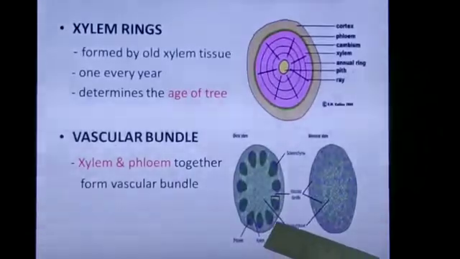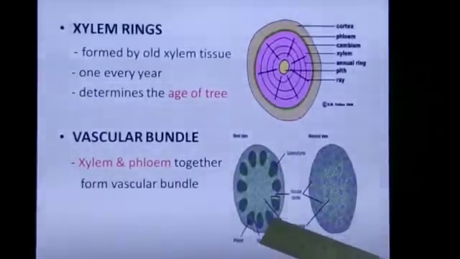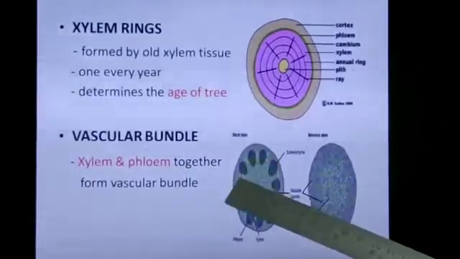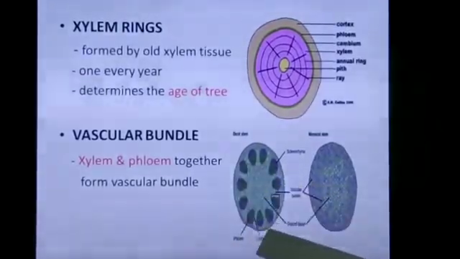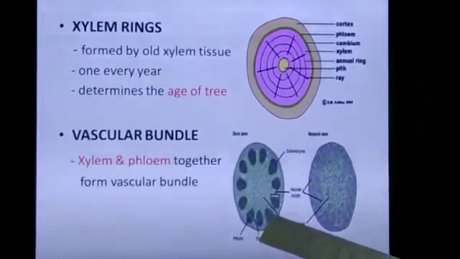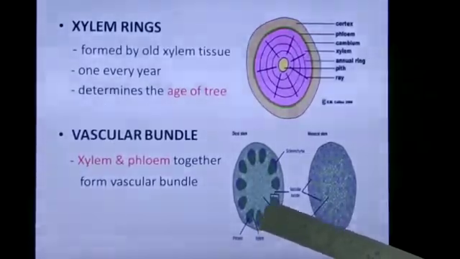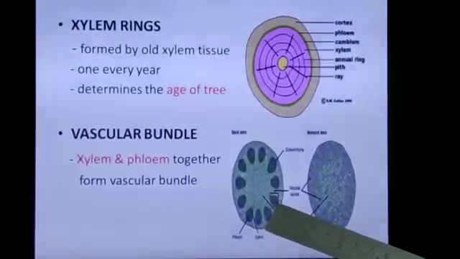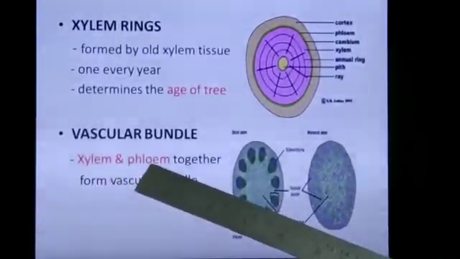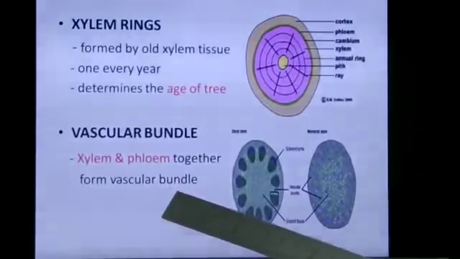This figure is showing vascular bundles. Now all these oval shaped structures which you see all around are vascular bundles. This is how they are arranged in plants, and each bundle consists of xylem on its inner side and phloem on its outer side. So thus, the combination of xylem and phloem together forms a vascular bundle.